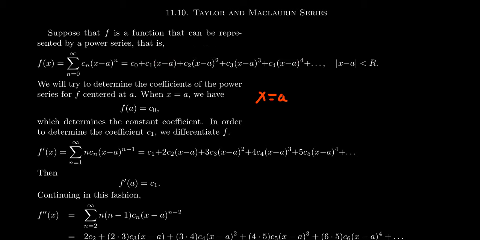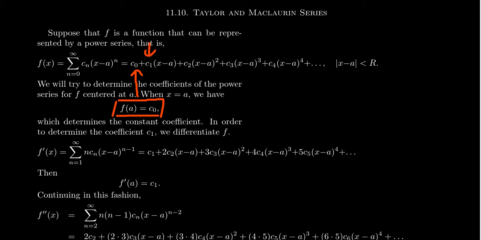So in summary, if we plug in the center of the power series, we end up with f of a equals c0. So this helps us out for the very first coefficient, or the zeroth coefficient, I should say. f of a equals c zero. And so then we could substitute that into this expression right here.